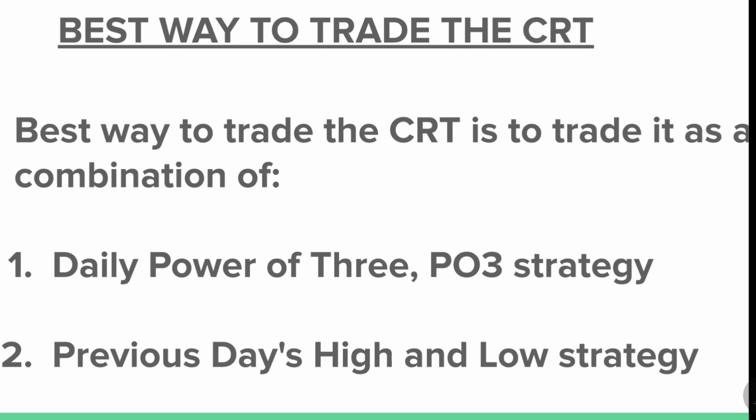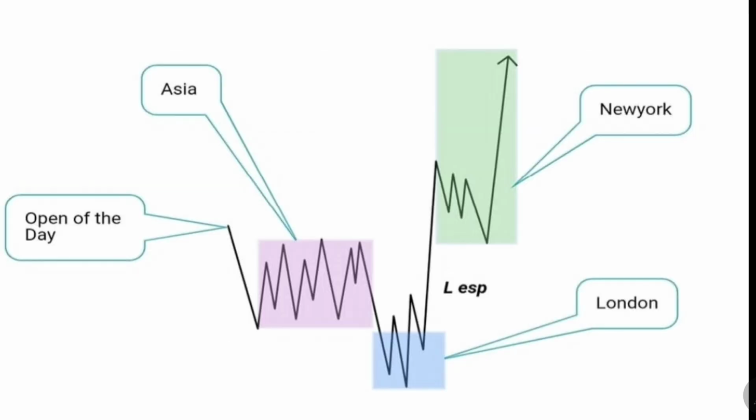Now, I've made a previous video on the power of 3, but let me just do a little bit of a recap. I have attached the previous video in the description box of this video. Now, the power of 3 has to do with accumulation, manipulation, and distribution. That is the AMD or PO3, power of 3.